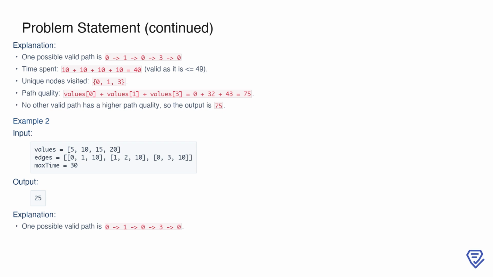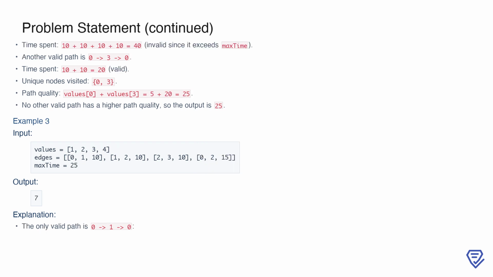The unique nodes visited along this path are nodes 0, 1, and 3. To calculate the path quality, we sum up the values of these unique nodes, values[0] plus values[1] plus values[3], which equals 0 plus 32 plus 43, resulting in a path quality of 75. Importantly, no other valid paths in this graph offer a higher path quality, which is why the output for this example is 75. This example illustrates how the constraints work and how we calculate both path quality and traversal time.